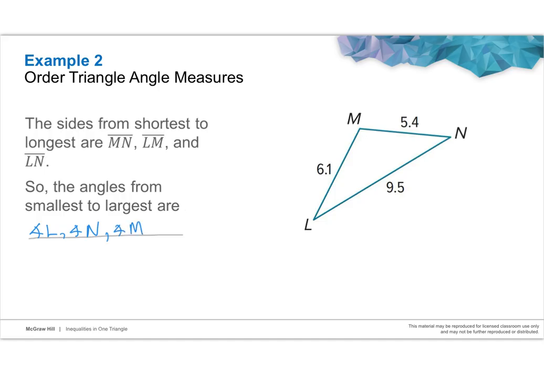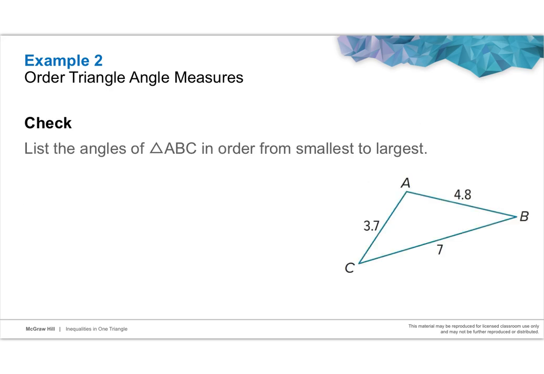Hopefully you can see that the angle names in each one of the angles opposite the side are the unused letter out of the triangle name. Take a pause on the video and see if you can take this triangle ABC and order the angles in order from smallest to largest in a similar fashion.